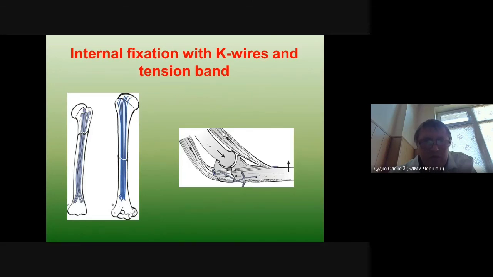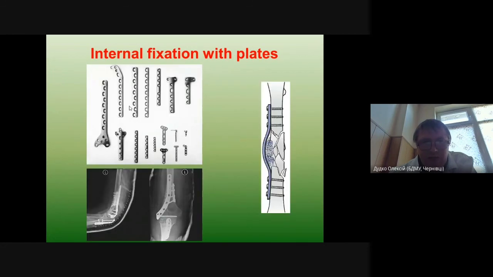So we may use K-wires, and that's a Weber technique illustrated there, or maybe used as a bundle to fix a shaft fracture. And we may use screws to fix a plate. This is a bridge technique. So this is like a river, one bank and another bank.